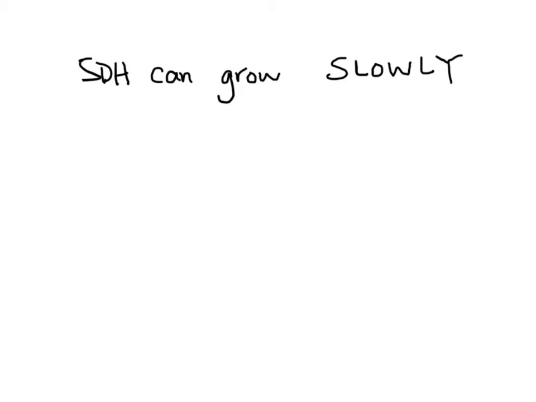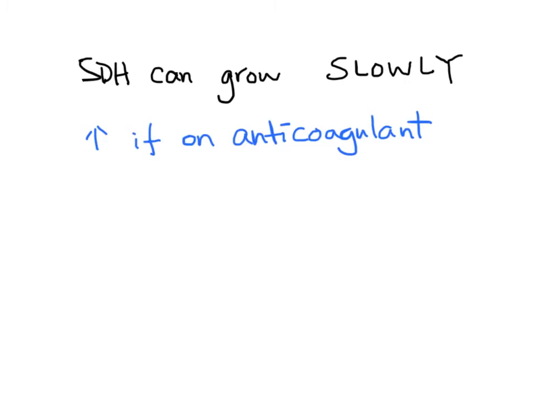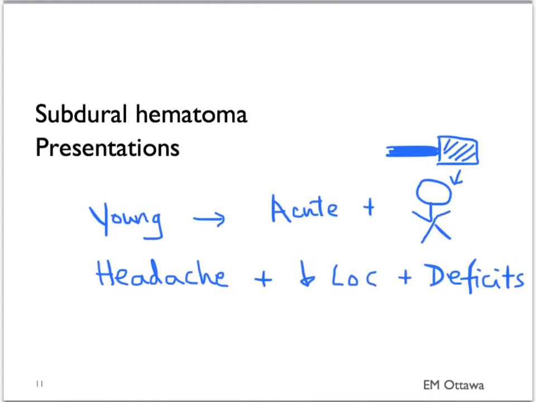Patients who are on anticoagulants will be more susceptible to developing subdural hematomas. There are various presentations of subdural hematomas. In younger patients, since they do not have a lot of brain atrophy, their presentation is usually acute after trauma. Their presentations will include headache, decreased LOC, and neurological deficits.